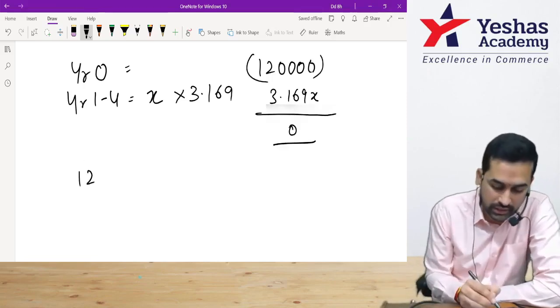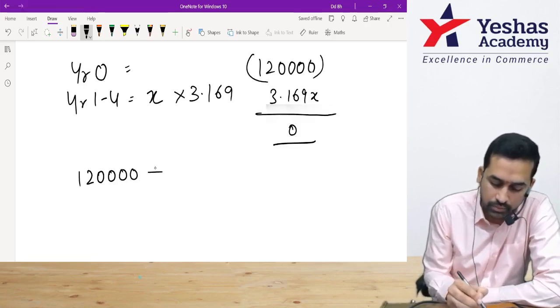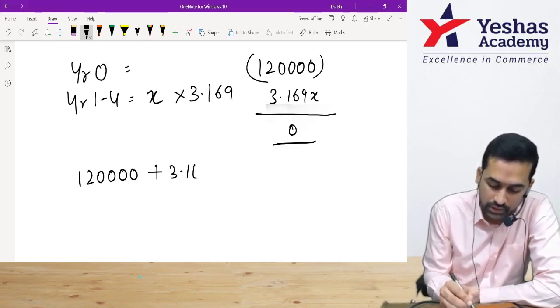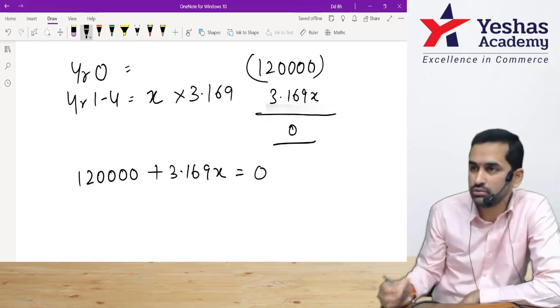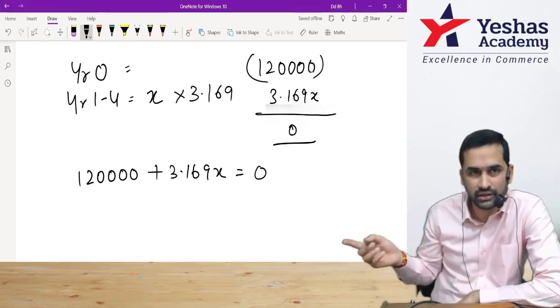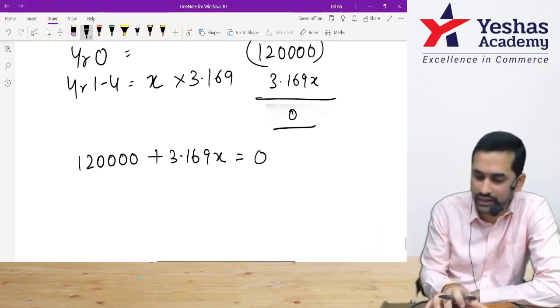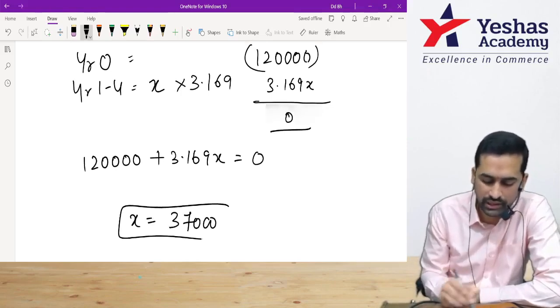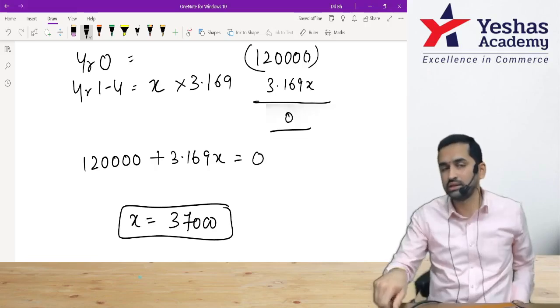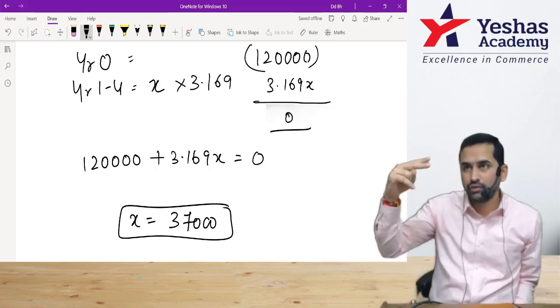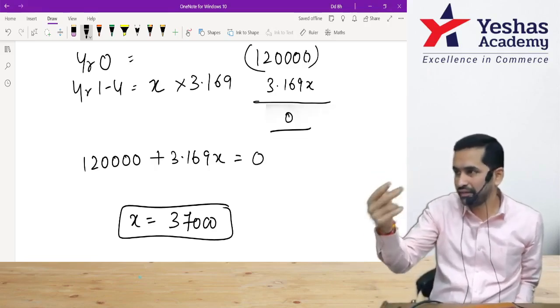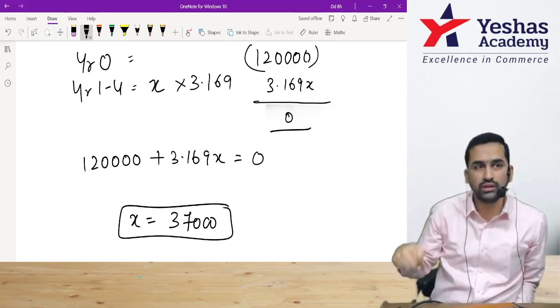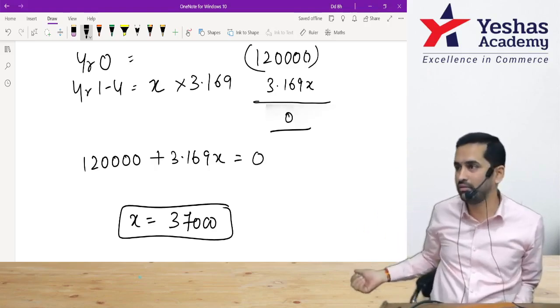Now the equation is negative 1,20,000 plus 3.169x should be equal to 0. Now you can shift x that side and then calculate the value of x. Suppose value of x comes to 37,000. I'm just taking an example. Tell me the meaning of this 37,000. From present 45,000, if this goes down to 37,000, my NPV will reach 0.